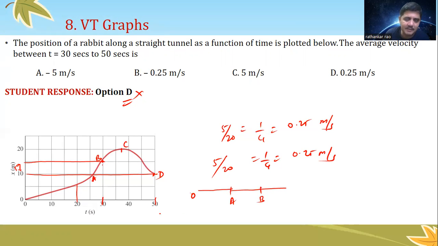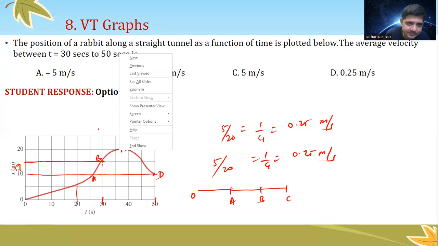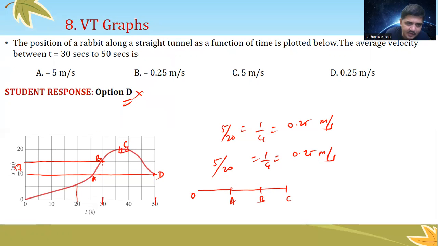Let us say A to B here. Then B to C, it started to slow down, but still it is moving in the same direction. When it came to point C, it was momentarily at rest. This particular region, the plateau region, it was at rest. It slowed down, it was at rest, and after that it took a negative direction.